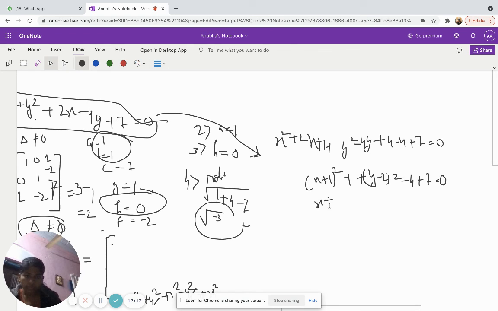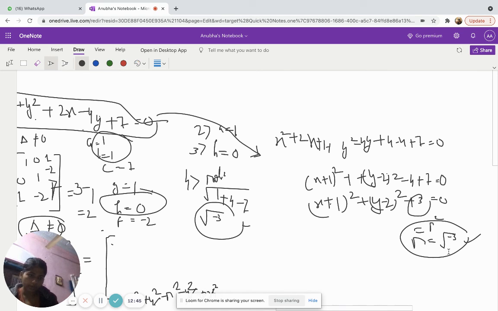So let's say sometimes you don't remember this formula, g square plus f square minus c. So you have to know how to calculate it. So x plus 1 whole square plus y minus 2 whole square plus 3 equal to 0. So here we see that r square equals minus 3, so r is minus root 3. So r is not a real number. So we say that this equation is not a circle.